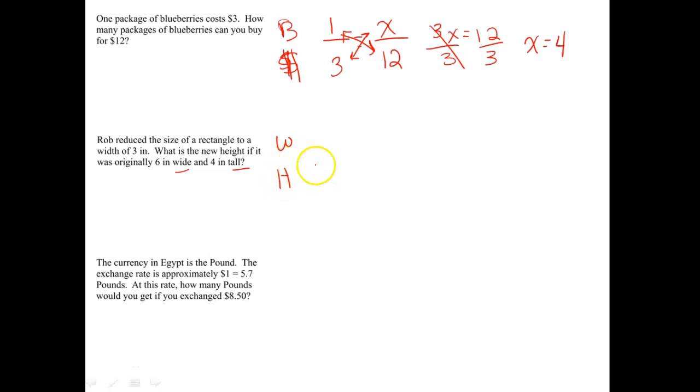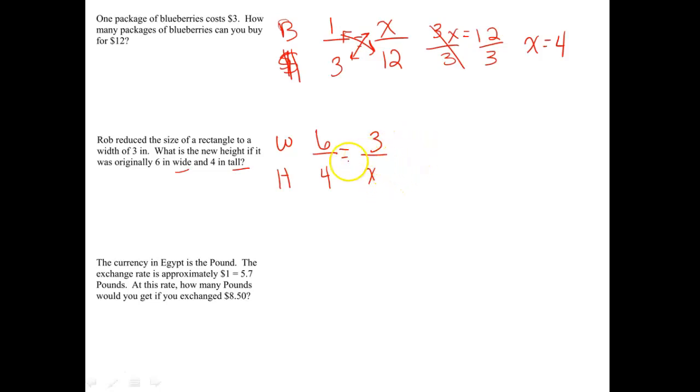So the original was 6 inches wide, so wide is on top, and 4 inches tall. So the original, 6 to 4, 6 inches wide, 4 inches tall. It says, what is the new height? So we don't know the height, but it was reduced to 3 inches wide.